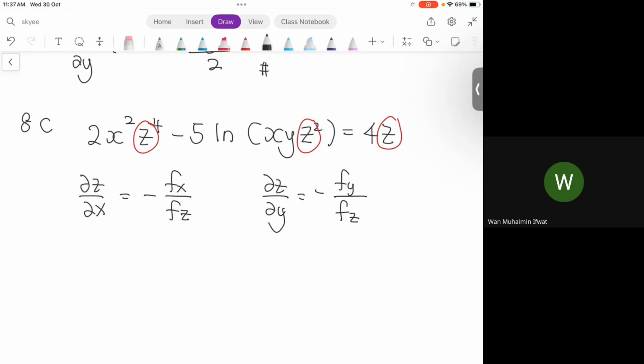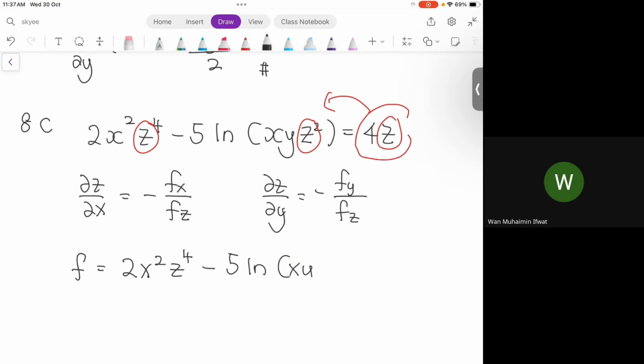Now we need to find the fx. But before that, we need to define what f is. So f will be moving whatever is at the right to the left. So your f will be 2x squared z power 4 minus 5 ln xyz squared minus 4z. Okay, this will be your f. Move whatever is at the right to the left.